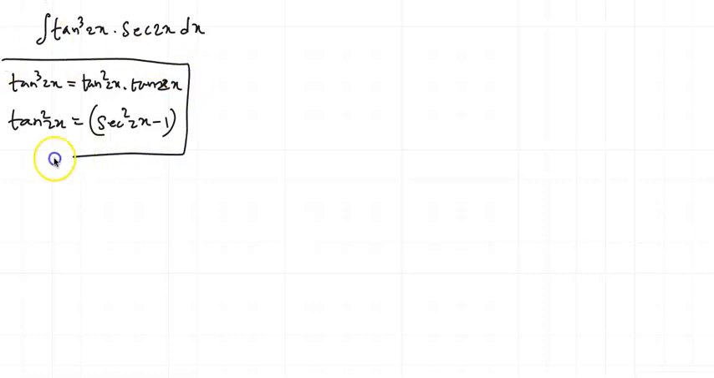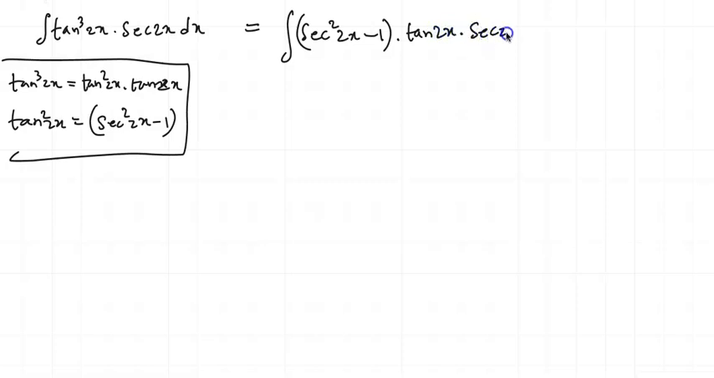So let's substitute this here. So this will become integration of secant square 2x minus 1 into tan 2x into secant 2x dx.